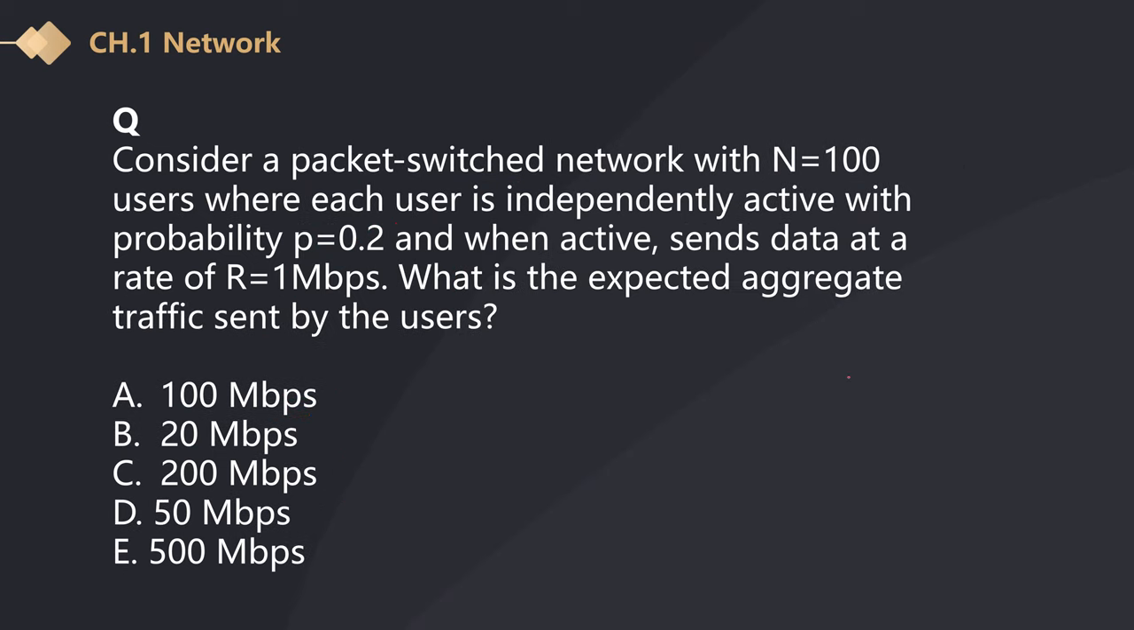Let's have a look at the second one. What if we are using a packet switching network here? The same situation. What would be the expected aggregate traffic? Here, we will choose this one, right? Because in a packet switch network, we can share the bandwidth with each other. For 100 users, only 20% of people will be active at the same time. So we just multiply them together and we'll get 20 Mbps.